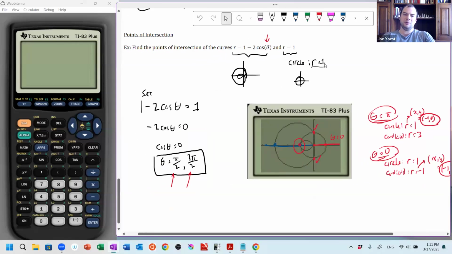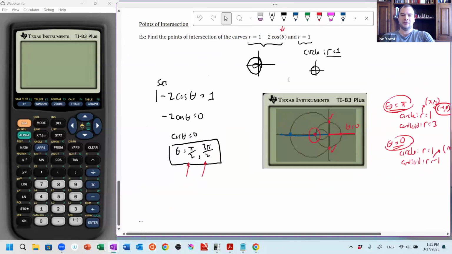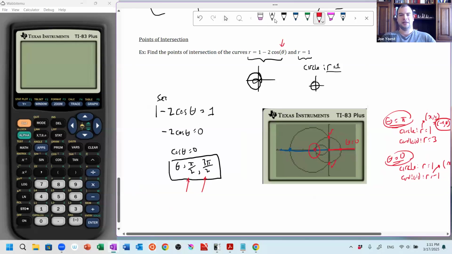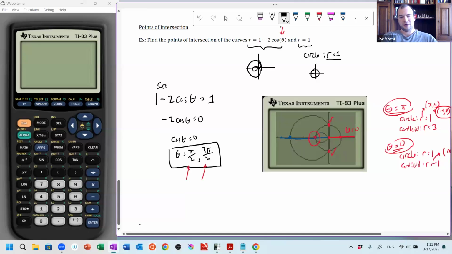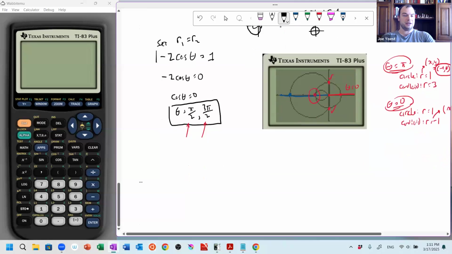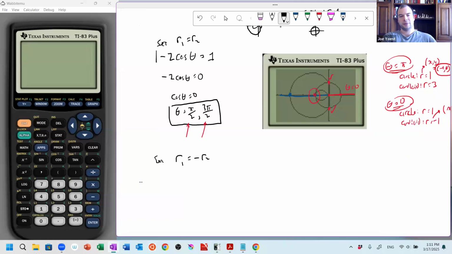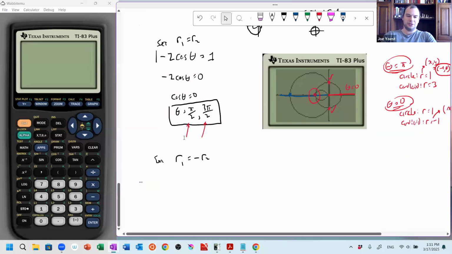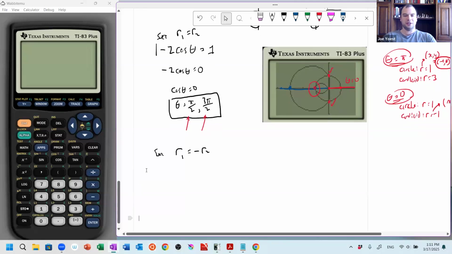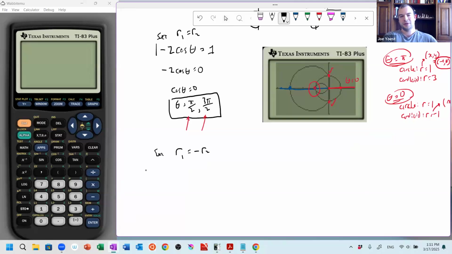So because r could be positive or negative, I actually need to treat this like an absolute value. So I have r1 equal r2. That gives me some solutions. And then when could r1 be negative r2? That's going to give me some other solutions. And realistically, these are only going to give me potential solutions. I should really check and make sure that these actually are solutions.